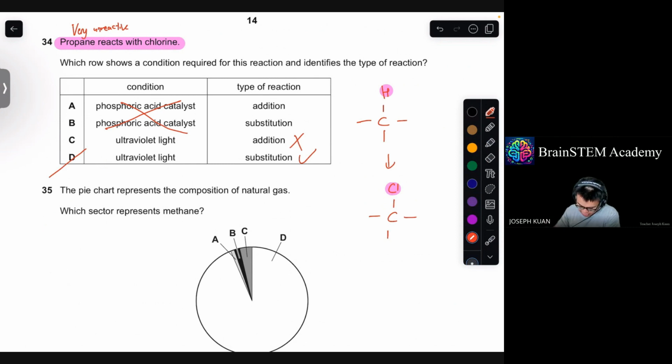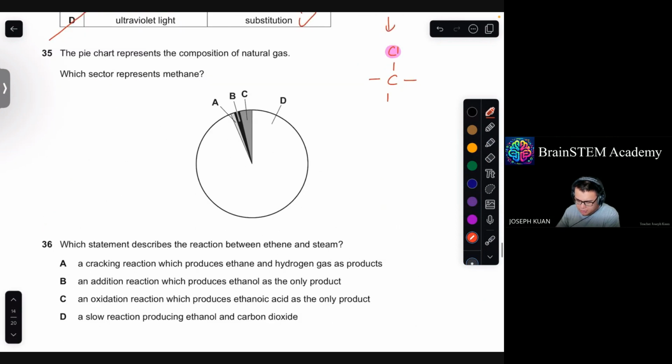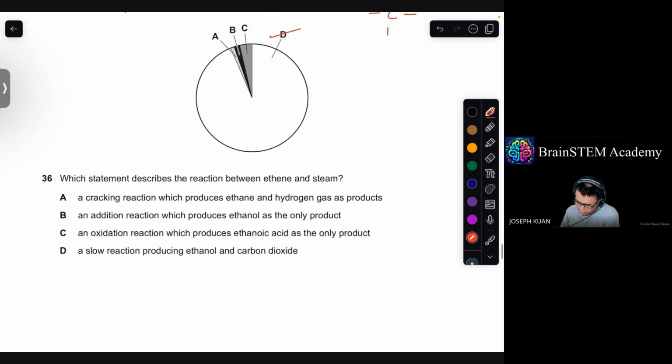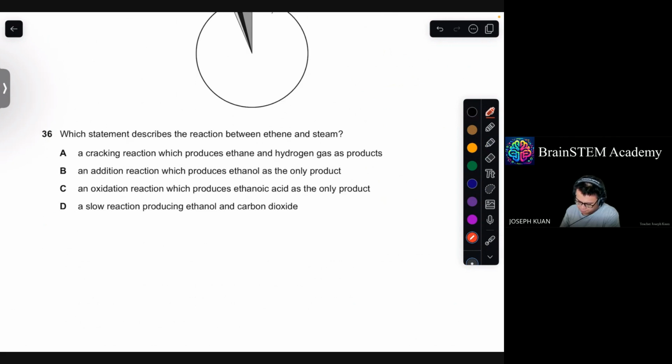Right, moving on to question 35. The pie chart represents the composition of natural gas. Which sector represents methane? There will be D. It's the major component in natural gas, right? Methane. So the answer is D for question 35. Moving on to question 36. Which statement describes the reaction between ethene and steam? So ethene reacts with steam, which is just water in gaseous form.